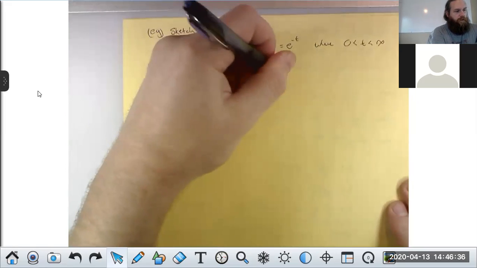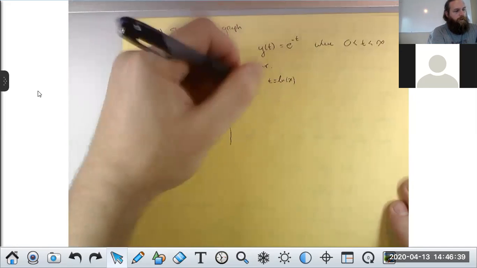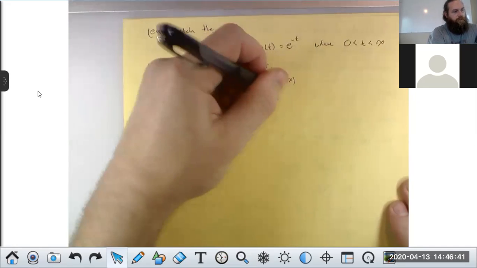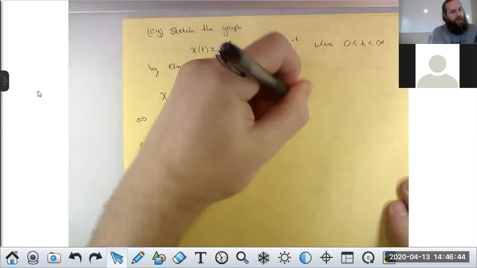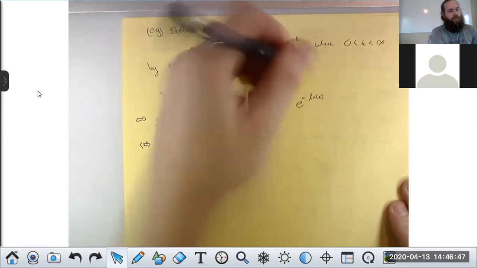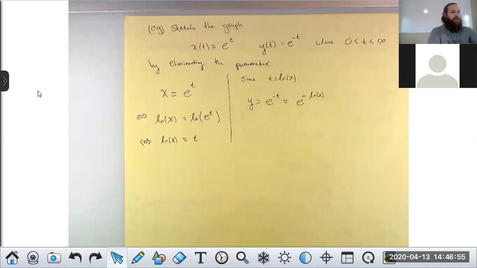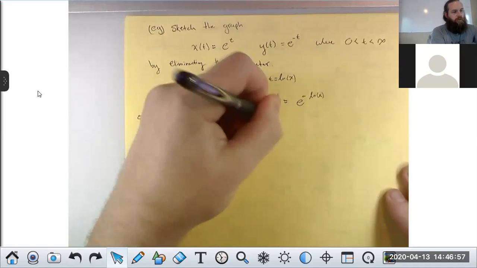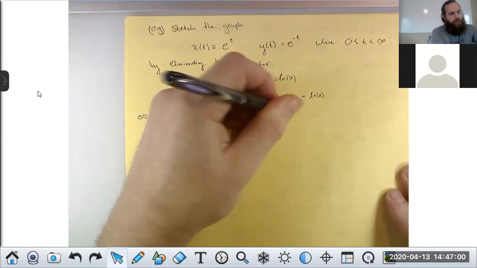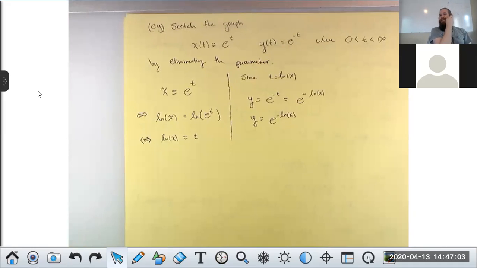Since t equals ln of x, y, which is e to the negative t, is equal to e to the negative ln x. Can I simplify that at all? So I'm in good shape now, right? I have y equals e to the negative ln x. I have eliminated the parameter t, but I don't know what this graph looks like off the top of my head. That's a weird looking thing. So is there any way to make this thing look less weird? Is there any way to simplify e to the negative ln of x?